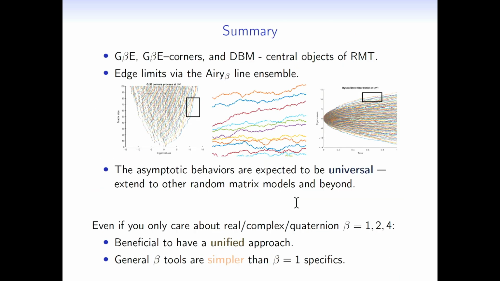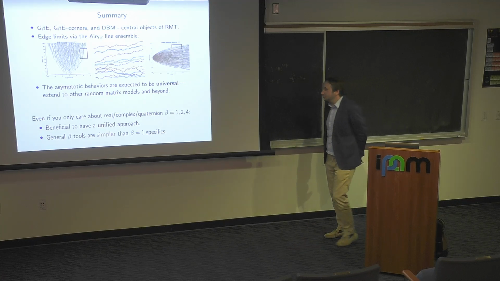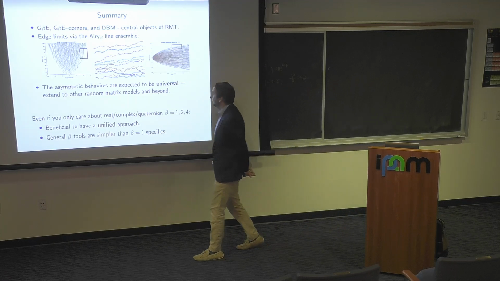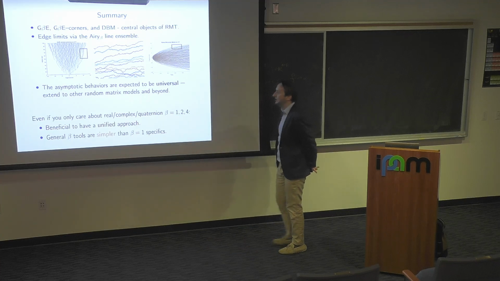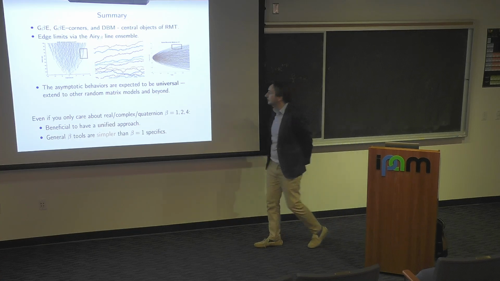OK, good. So time to summarize. What we have seen today: there is the Gaussian beta ensemble, the Gaussian beta corners process, Dyson Brownian motion, hopefully central objects of random matrix theory. We analyzed their edge limits, obtaining this Airy-beta line ensemble. Well, we got it for two models, for the corners process and for Dyson Brownian motion, but we expect that this is really a universal theorem. So many other random matrix models, and maybe not only random matrix models, should have similar limits.